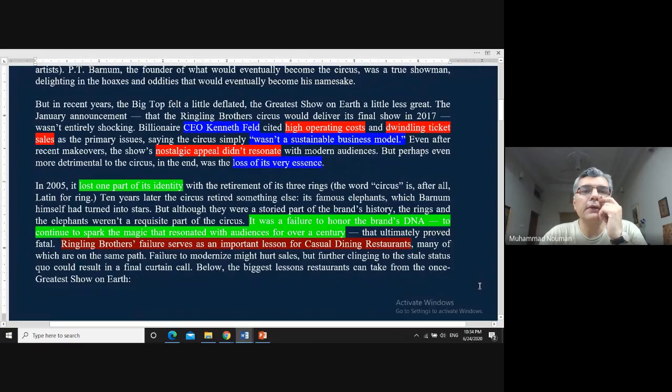we are informed that the circus delivered its final show in 2017. However, the reasons given by the CEO of the company at that time, Mr. Kenneth Feld, were that the circus was resulting in very high operating costs, and the company was facing a continuous problem of declining ticket sales. And for some reason, they were not able to reverse this trend. As a result, Mr. Kenneth Feld stated that their business model was not sustainable, as highlighted here.